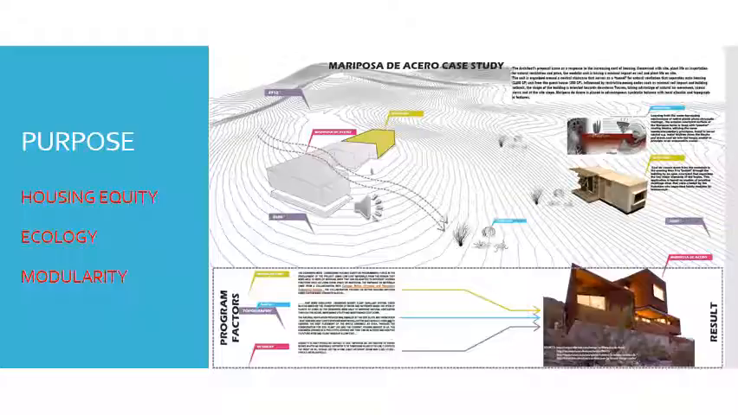What I appreciated about this project was its multi-layered approach to housing equity. That was nature, plant life, and ultimately the resident, which was the first and primary beneficiary.